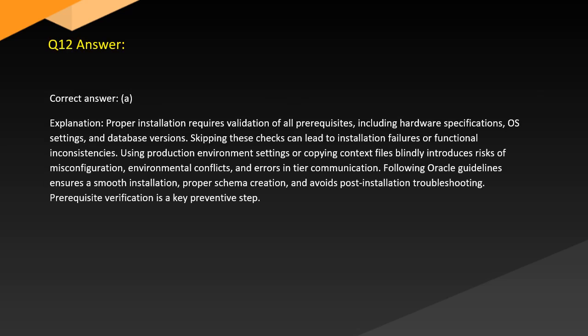Answer. Correct answer. A. Explanation. Proper installation requires validation of all prerequisites, including hardware, specifications, OS settings, and database versions. Skipping these checks can lead to installation failures or functional inconsistencies. Using production environment settings or copying context files blindly introduces risks of misconfiguration, environmental conflicts, and errors in tier communication. Following Oracle Guide ensures a smooth installation, proper schema creation, and avoids post-installation troubleshooting. Prerequisite verification is a key preventive step.